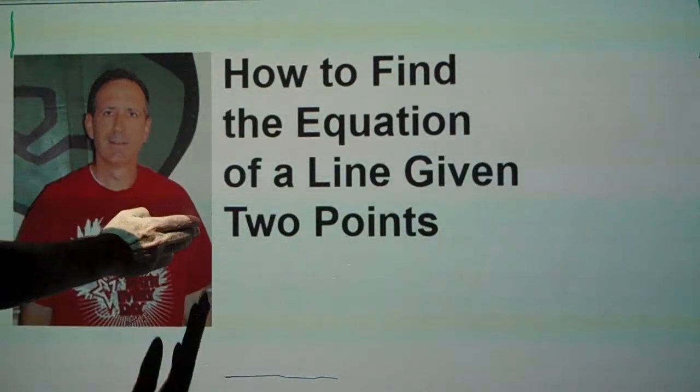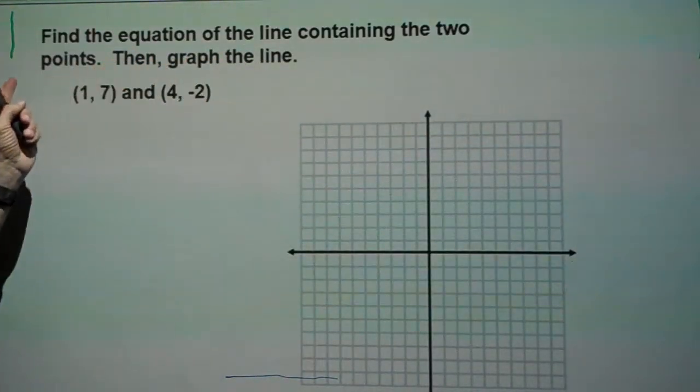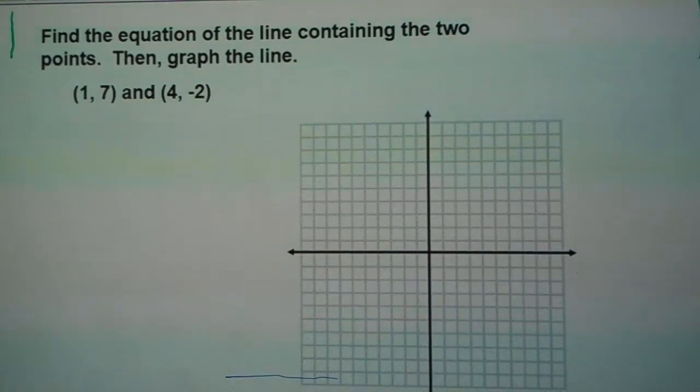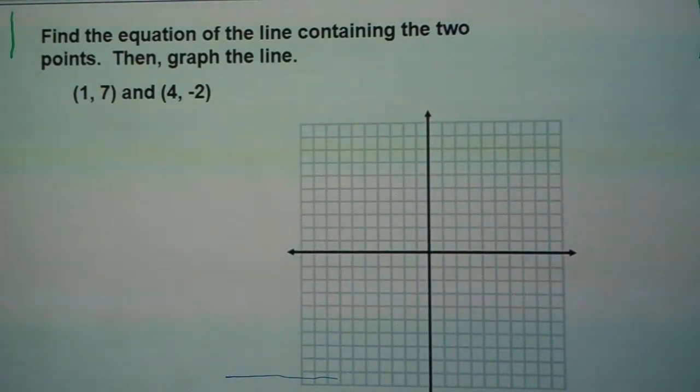How to find the equation of a line given 2 points. First problem, find the equation of the line containing the 2 points, then graph the line. We have the coordinate pairs (1, 7) and (4, -2).